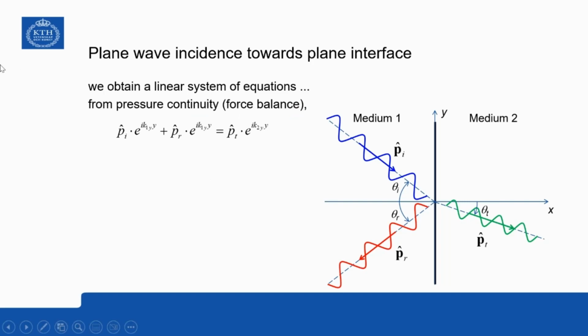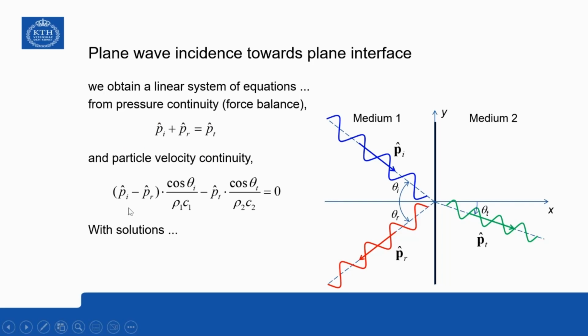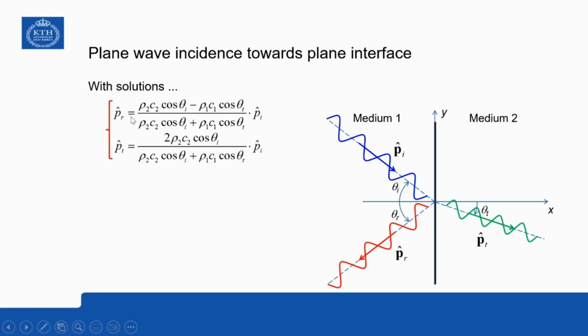So this is the force balance, the continuity in sound pressure. And the second one is the one we just derived for the particle velocity continuity. So these are now two equations with two unknowns. And the two unknowns are the reflected wave amplitude and the transmitted wave amplitude. So this is a linear system of equations that we can solve quite easily. And the solution turns out to be possible to express in this way.